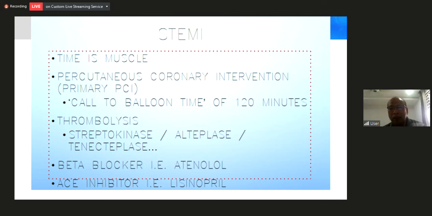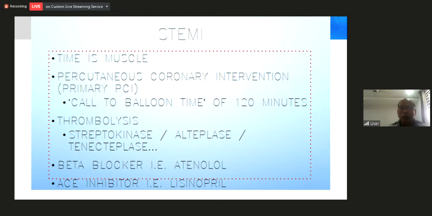Another is recombinant plasminogen activators, such as alteplase and tenecteplase. The problem with alteplase is that it's slightly expensive, about 2,000 ringgit. Tenecteplase is about 5,000 ringgit per dose. But the good thing about tenecteplase is you give a bolus dose, followed by aspirin, followed by heparin. But alteplase, again, you have to give as a 1 hour infusion.